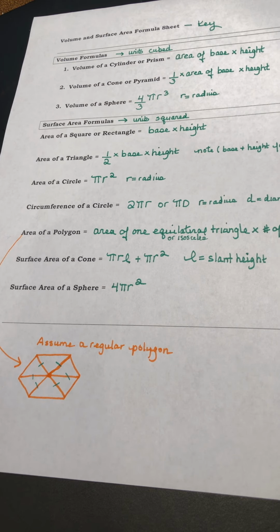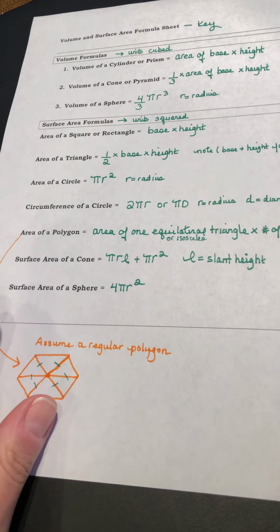On Schoology, I have a copy of all the formulas you'll need. This sheet contains the volume formulas, which we'll get to later in the next unit, and the surface area formulas. You could print it out or make a copy so that you have it with you at all times. So I'm just going to go through it quickly.